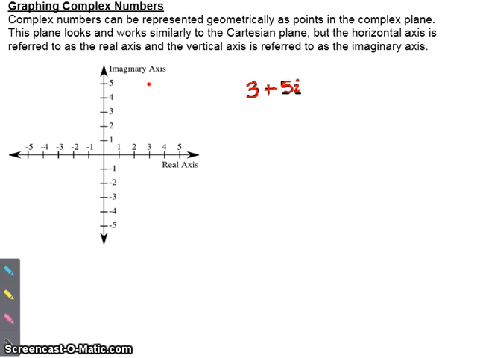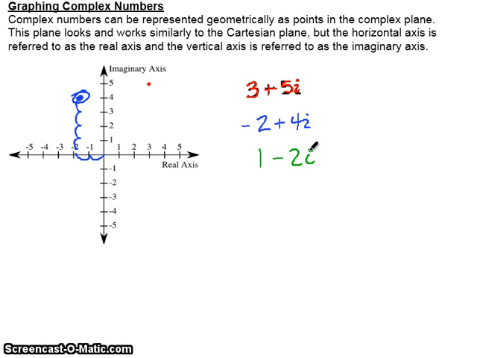So if we wanted to plot the point -2 plus 4i, we would go -2 on the real axis, and then up to 4i on the imaginary axis. So we have -2 plus 4i right there on our complex plane. Just to make sure we know what we're dealing with here, we can also go 1 minus 2i. So that would be over 1 on the real axis and down 2 on the imaginary axis. So that would be our 1 minus 2i on the complex plane.